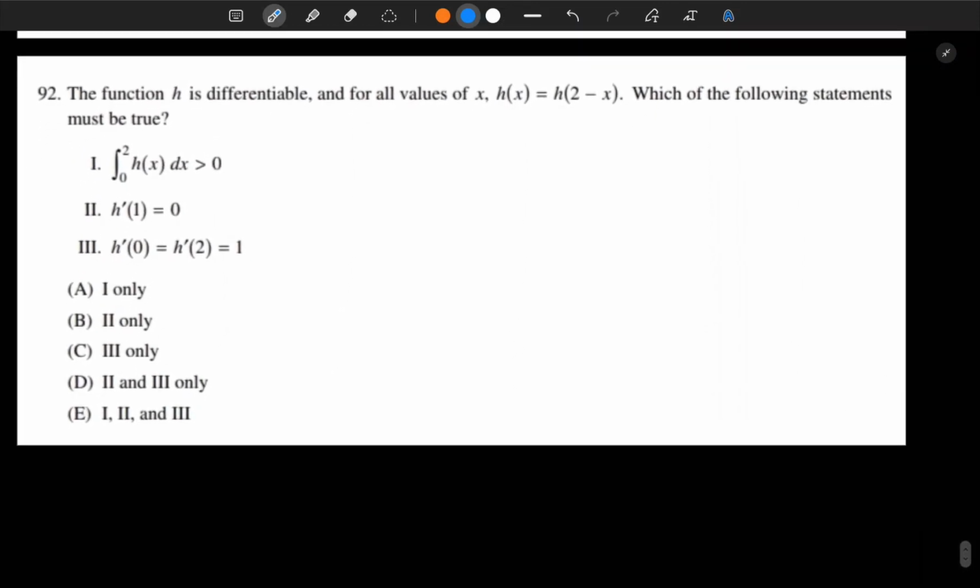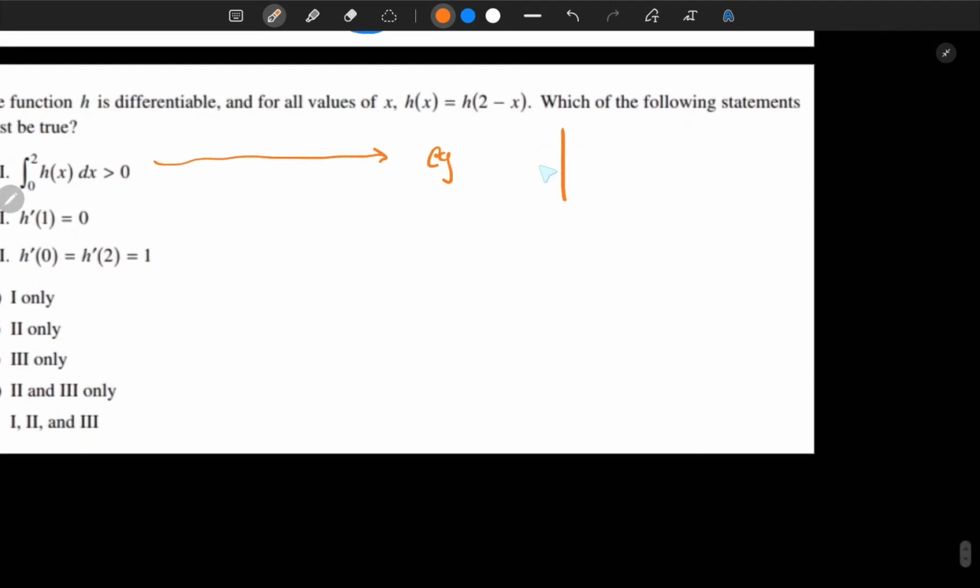Finally, the function h is differentiable, and for all values of x, h of x is equal to h of 2 minus x. Which of the following statements must be true? Let's look at each statement in sequence. For statement 1, it says that the integral of h of x from 0 to 2 is greater than 0. But this is not true, because we can always come up with a counterexample. As an example, consider the following plot, where this is 2, this is 1, and this is 0.